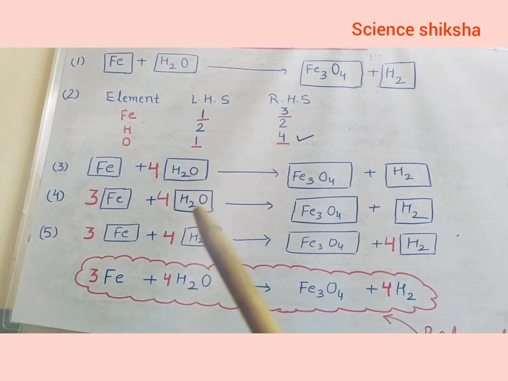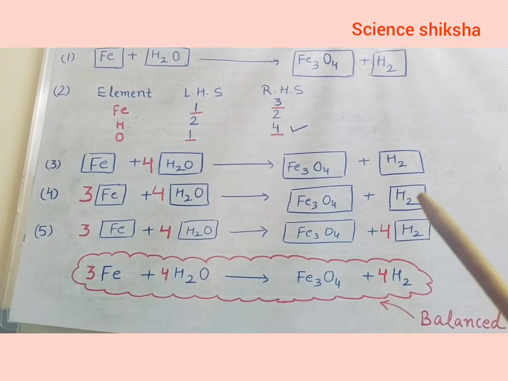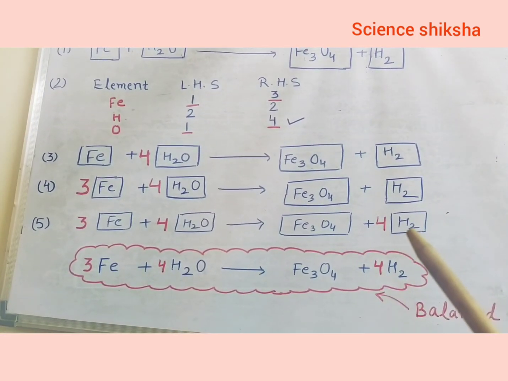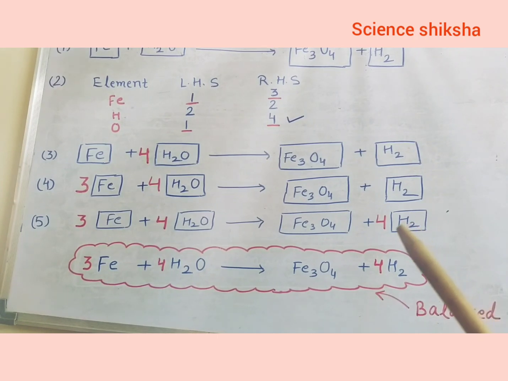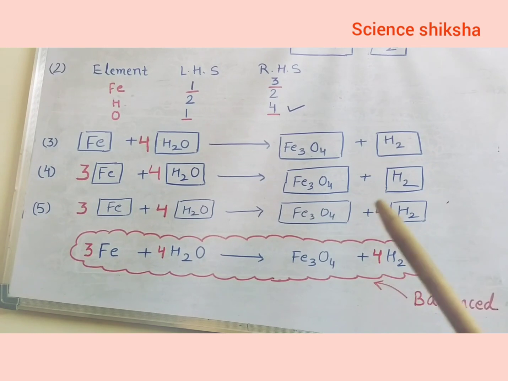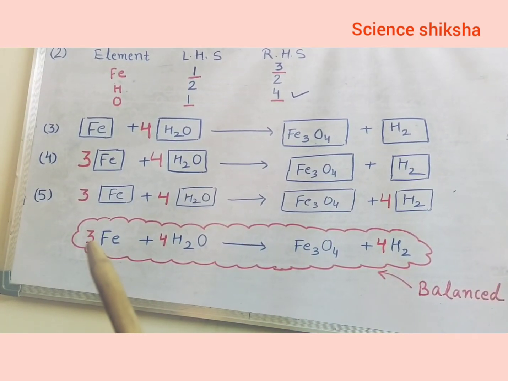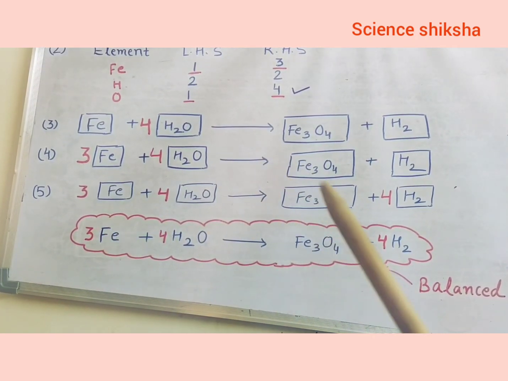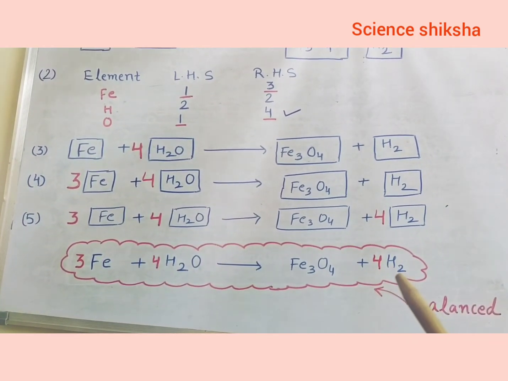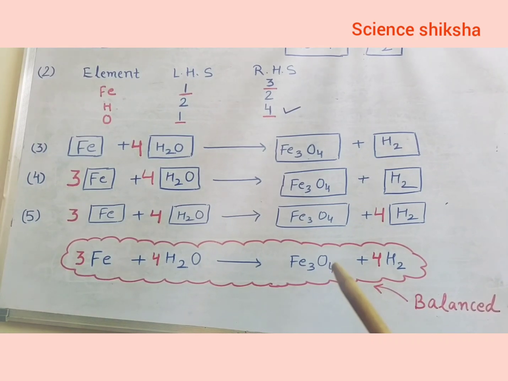Here are 8 atoms of hydrogen and here is only 2. So to balance the hydrogen atom, we have to put 4 before hydrogen on the right hand side so that it gets balanced. Now the complete equation is balanced. Iron has 3 atoms. Here is also 3. Hydrogen 8. Here is also 8. Oxygen 4. And here is also 4.